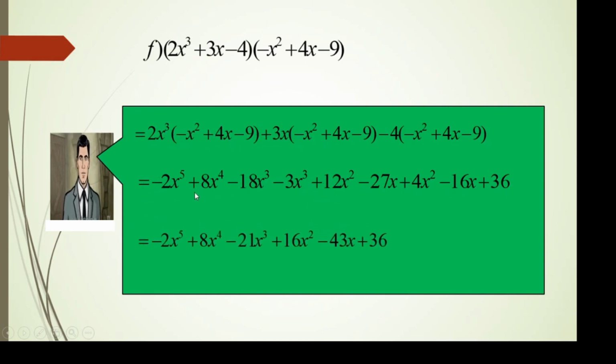Then combine the like terms, copy negative 2x to the fifth. 8x power 4 has no like terms, so that is why we copy it. Combine negative 18x cubed and negative 3x cubed, and it becomes negative 21x cubed. Then combine positive 12x squared and positive 4x squared. It becomes positive 16x squared. Then combine negative 27x and negative 16x, that is negative 43x. Then copy 36, and this is our final answer.